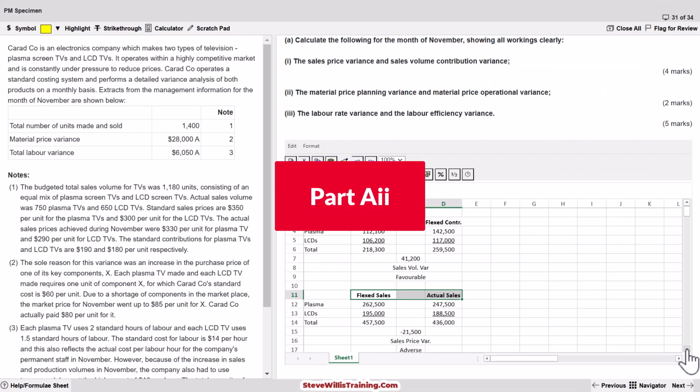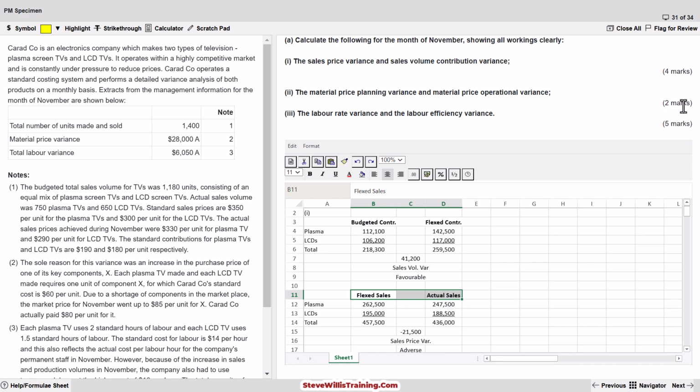Now let's move on to part 2, the material price planning variance and the material price operational variance. Boy, it's only for 2 marks. I'd be tempted to go do other things. This is a lot of work for 2 marks. But we're here together. Let's do it.